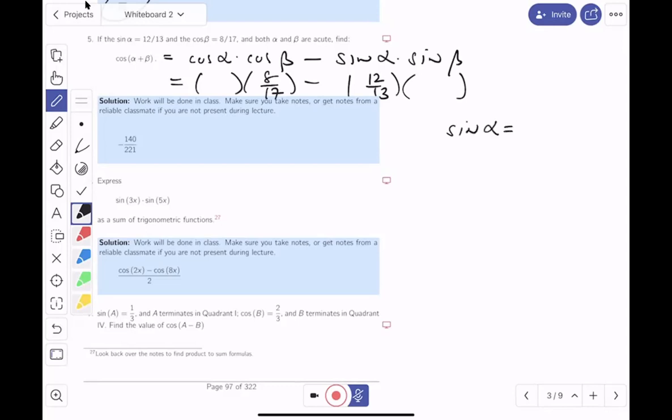All right, let me write this down for you. 12/13, cosine of alpha. Now, again, if alpha is an acute angle, it's got to be positive in the first quadrant. All right, radius is 13. And I think I'm getting better at this.